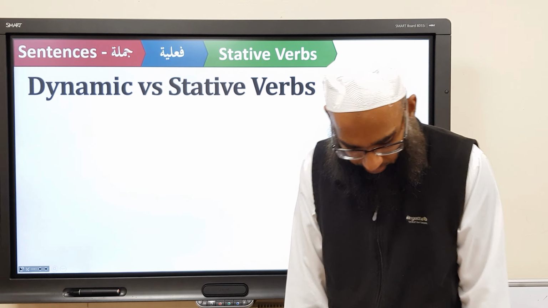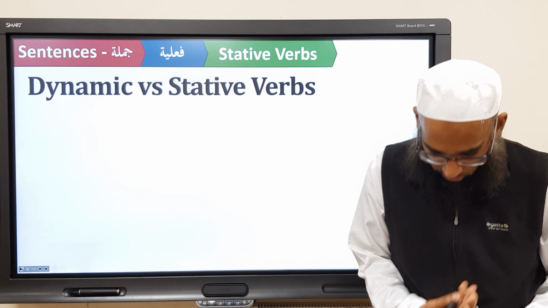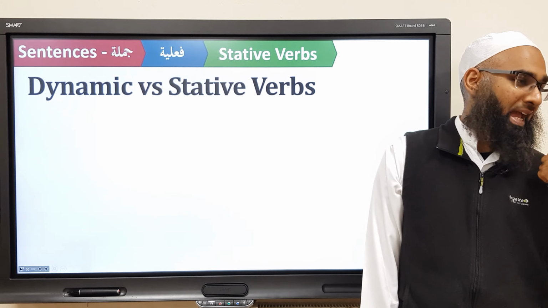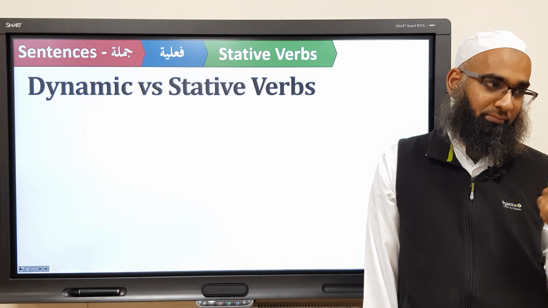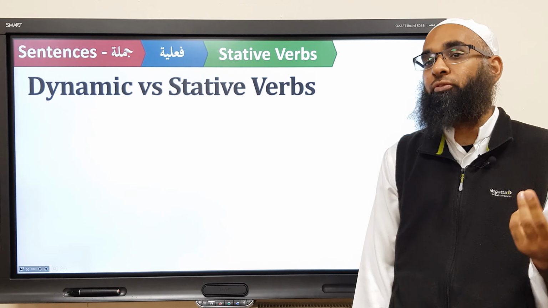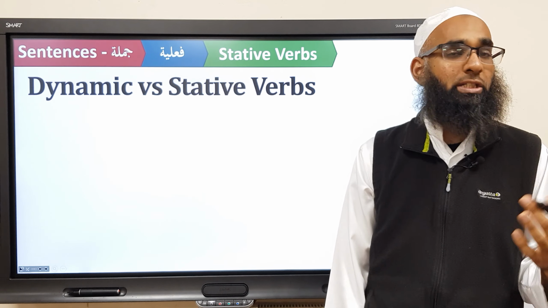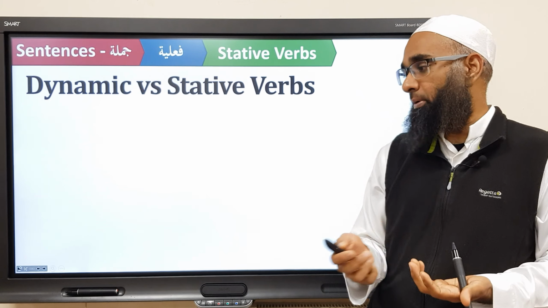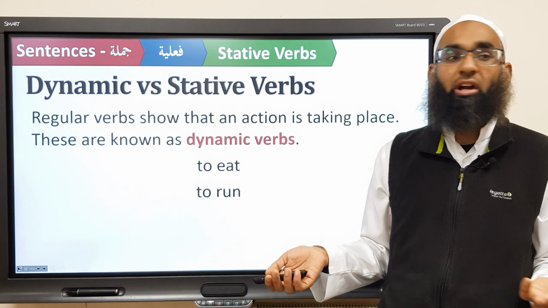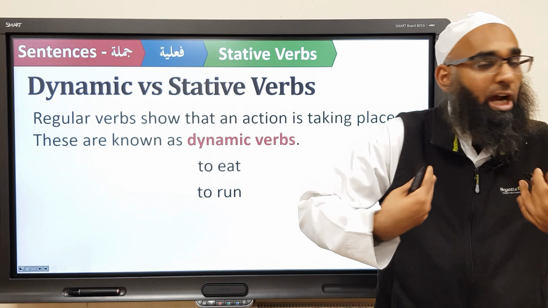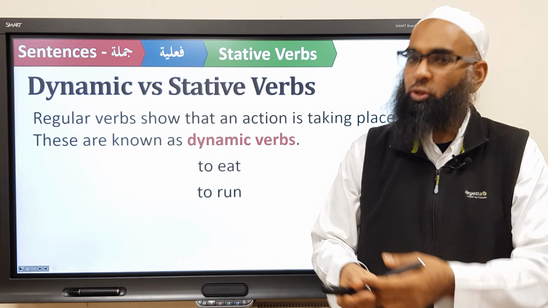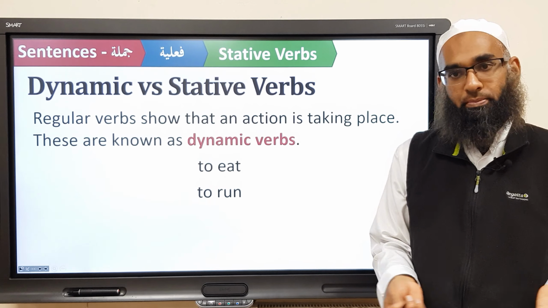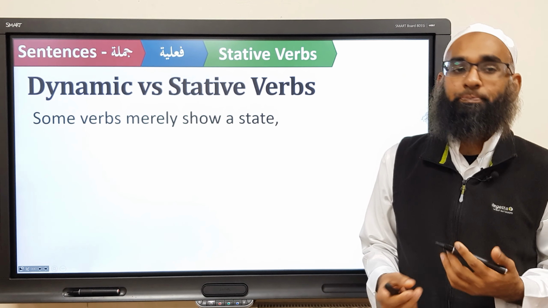So we can divide all verbs into two categories. What are these two categories? Dynamic or stative. It's complicated, but it's very simple. Dynamic is basically a normal verb, a verb in which someone is doing an action. For example, eat, run. It's an action you're actively carrying out. So these are normal verbs. They're called dynamic verbs. All verbs are dynamic verbs, apart from stative verbs.